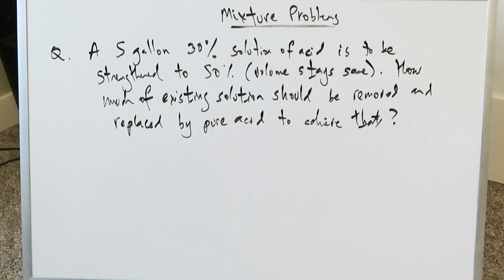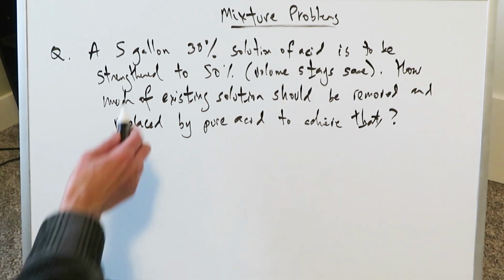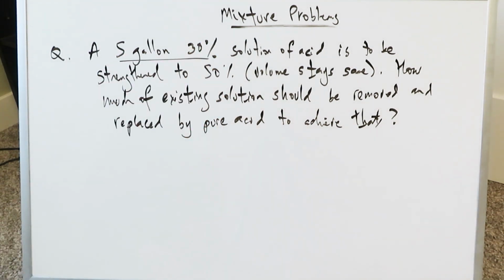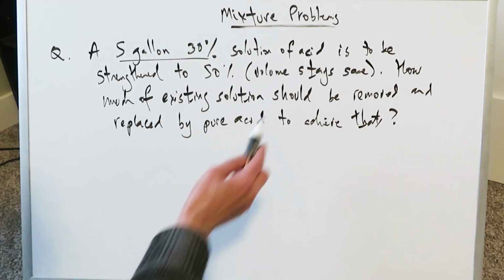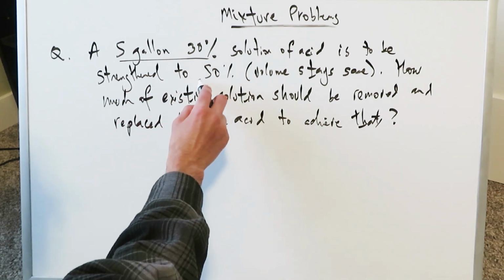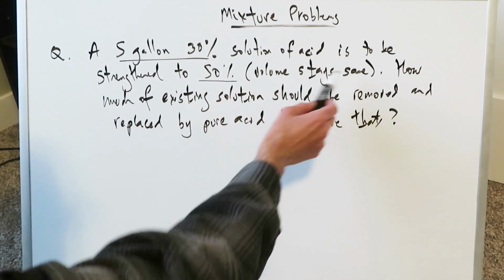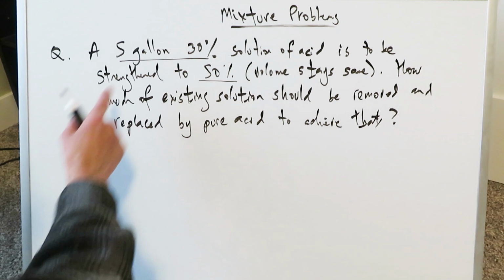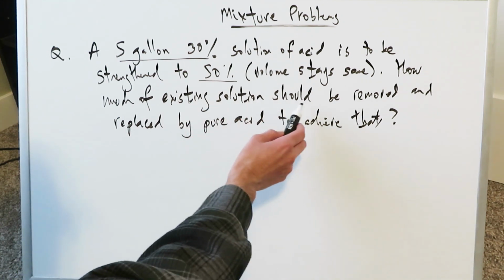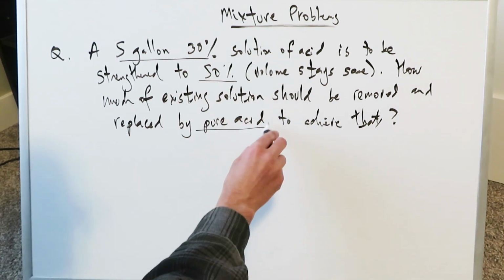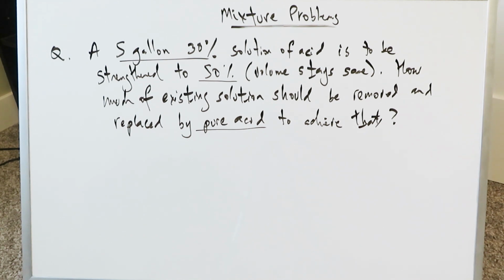In this video, we're looking at two mixture problems, or you can call them concentration problems. We're starting with a 5-gallon 30% solution of acid that is to be strengthened to 50%. Volume must stay the same. How much of that existing solution must be removed and replaced by pure acid to achieve a concentration of 50%? Exactly how you're reading it is exactly how you will generate your expression.